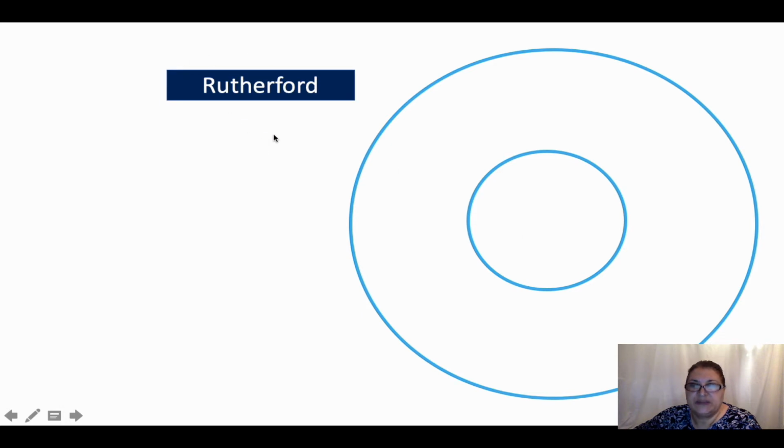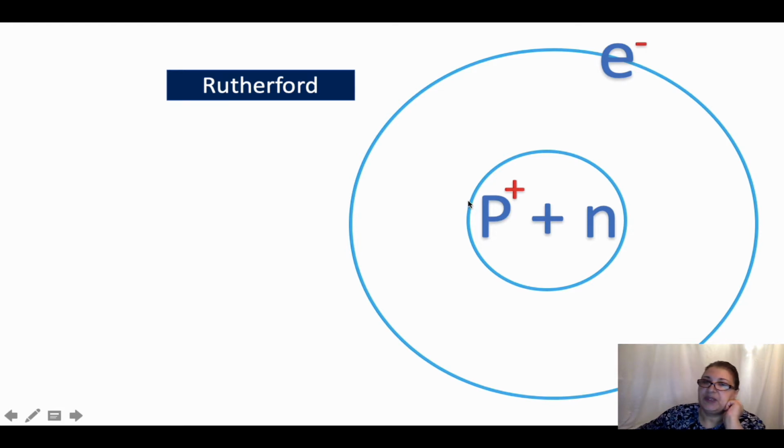Rutherford's experiment. So he concluded that in the center of the atom we have the protons and the neutrons, and electrons revolve around the center of the atom, or the nucleus. Now, protons are positive, electrons are negative, and neutrons contribute to the mass of the atom. The more the number of neutrons, the more the mass.